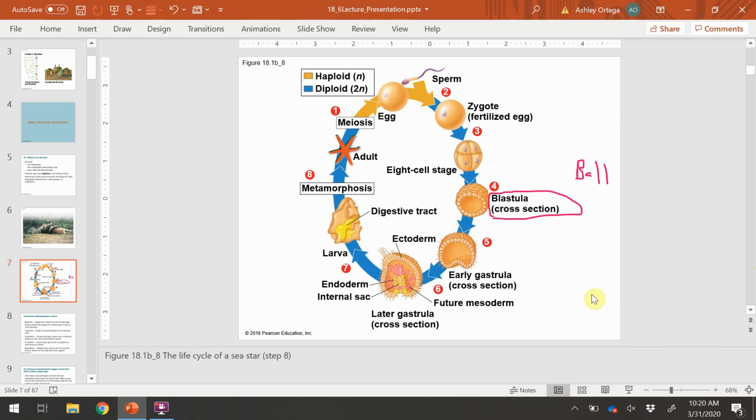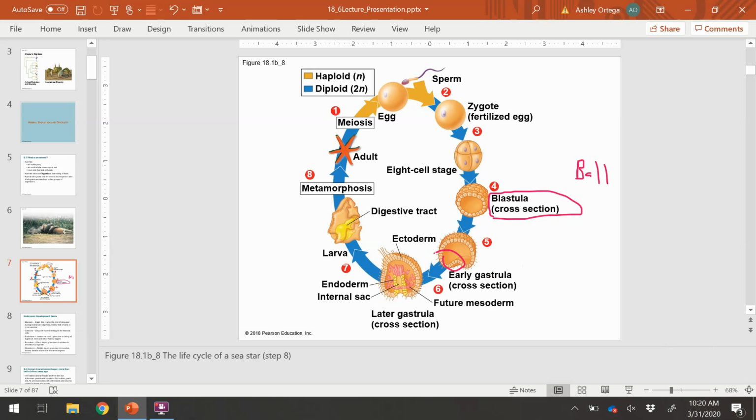And then moving along to the gastrula, that will be the next stage of embryonic development. The gastrula is going to be very similar to the blastula, except that it is going to start forming a new layer. That new layer is formed by pinching inward here. That little portion that's pinching inward is going to form a second layer. That process is called gastrulation.